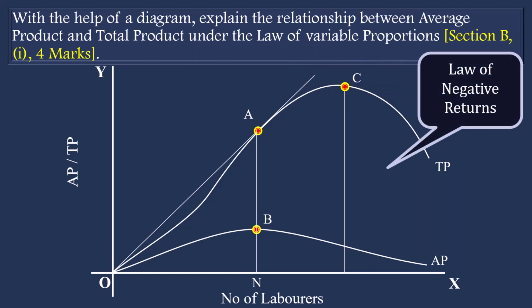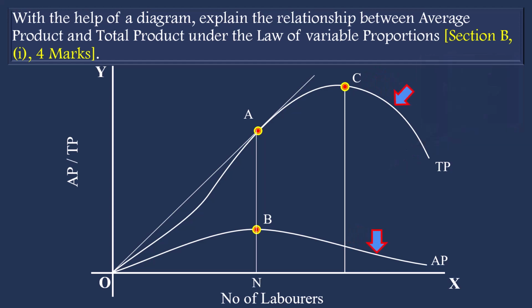Beyond the maximum point of total product curve, that is point C, the law of negative returns operates. But total product and average product remain positive. Fifth relation. Total product and average product are positive quantities. So, though they move towards the x-axis, they will never touch the x-axis.